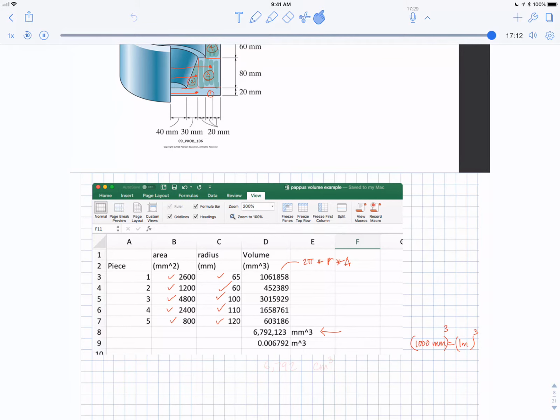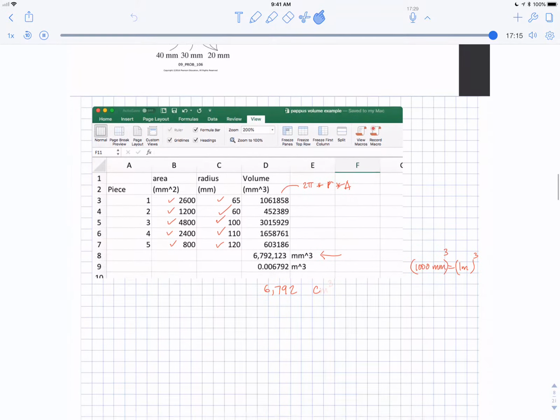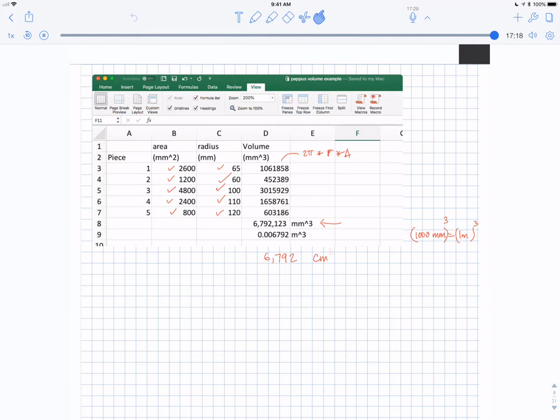Perhaps a better unit to use would have been centimeters cubed, cubic centimeters, so that's cc. It's 6,800 cc.